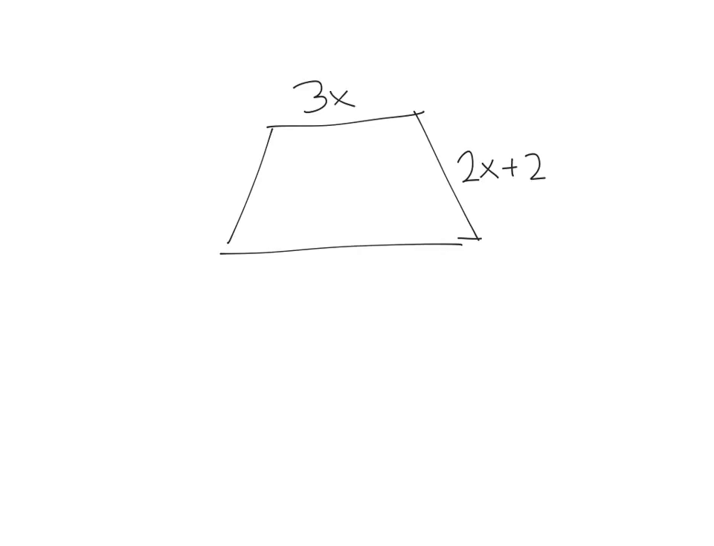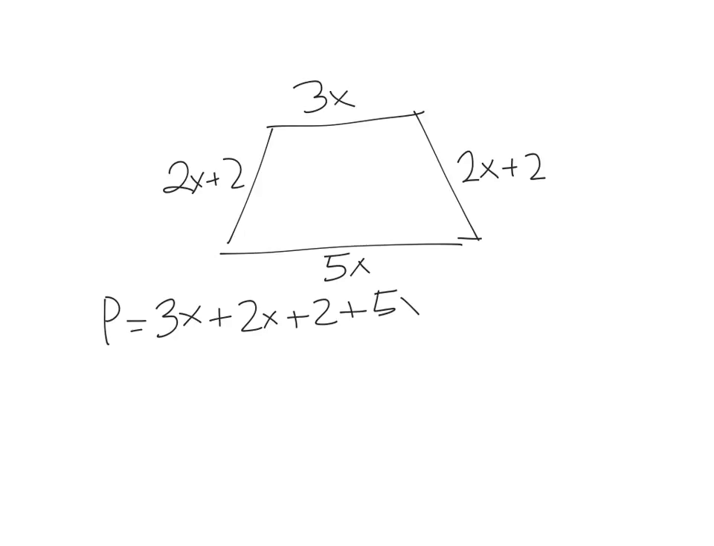Okay, so the last kind of question I'm going to do with you for this unit, maybe even for the whole video: you get a shape, you're given values for each side of the shape, and you're asked to simplify an expression for the perimeter of the shape. Remember, perimeter is just adding up the sides, so the perimeter is going to be 3x plus 2x plus 2 plus 5x plus 2x plus 2.